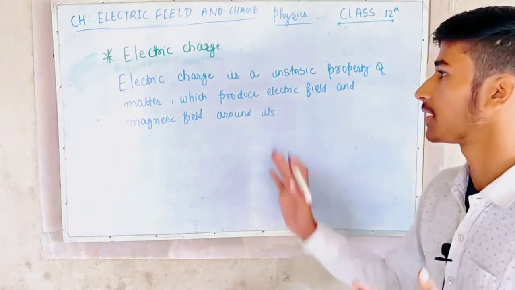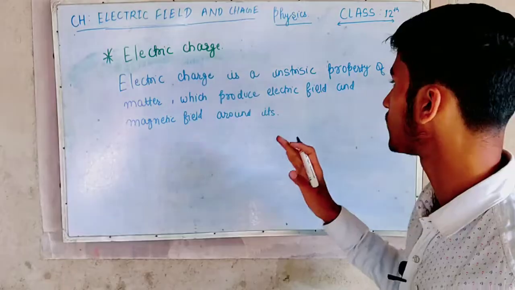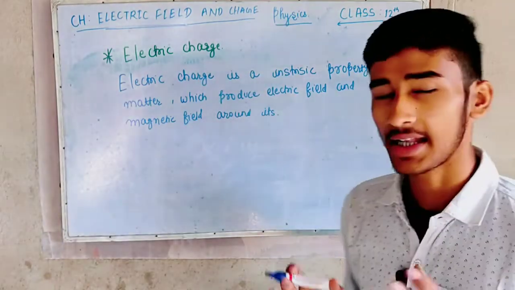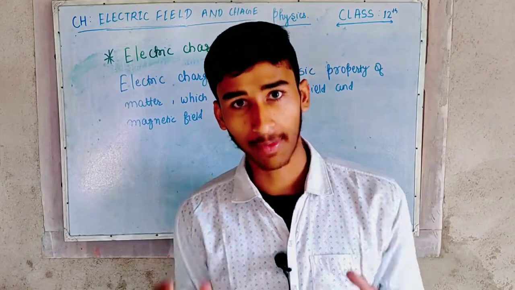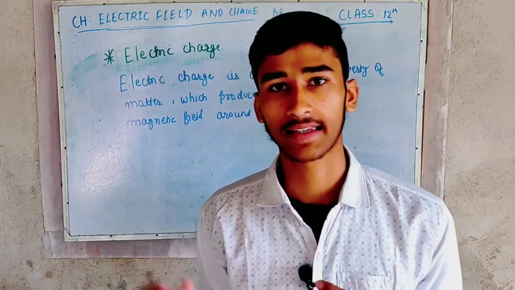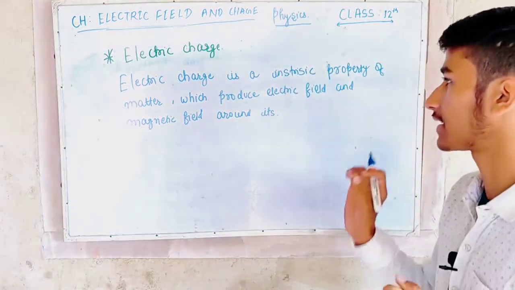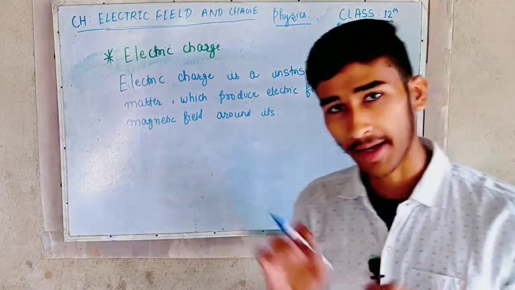Starting with the definition: electric charge is the intrinsic property of matter which produces an electric field and magnetic field around it, right? Which we have discussed in the effects of charge. So this is the definition of electric charge: the intrinsic property of matter which produces an electric field and magnetic field around it.